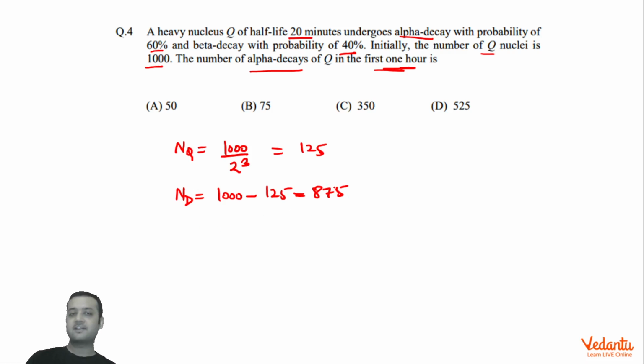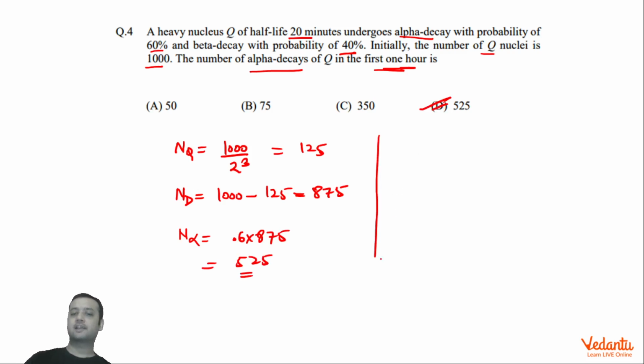Now out of 875, we can say that 60% would have decayed using alpha decay and 40% would have decayed using beta decay. So the number of nuclei decaying by alpha decay would be 0.6 into 875. This becomes 525, and hence option D will be the correct answer.